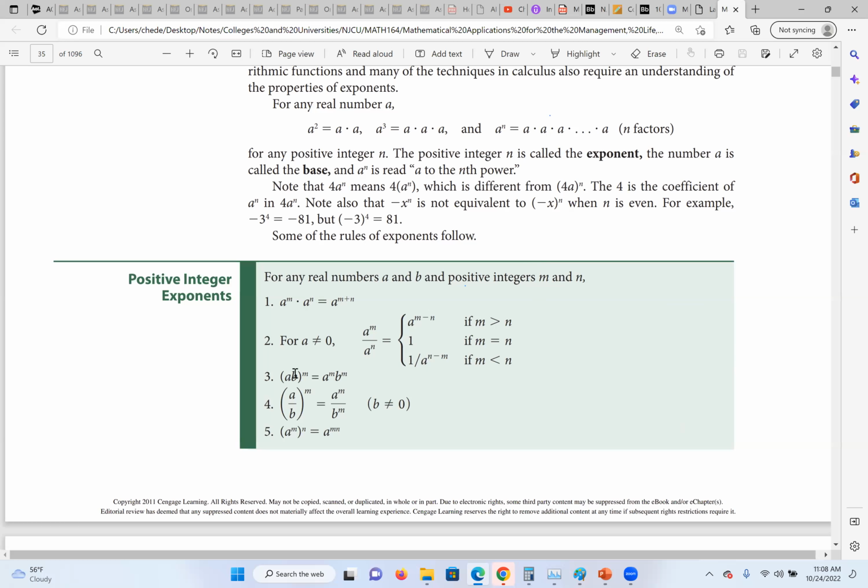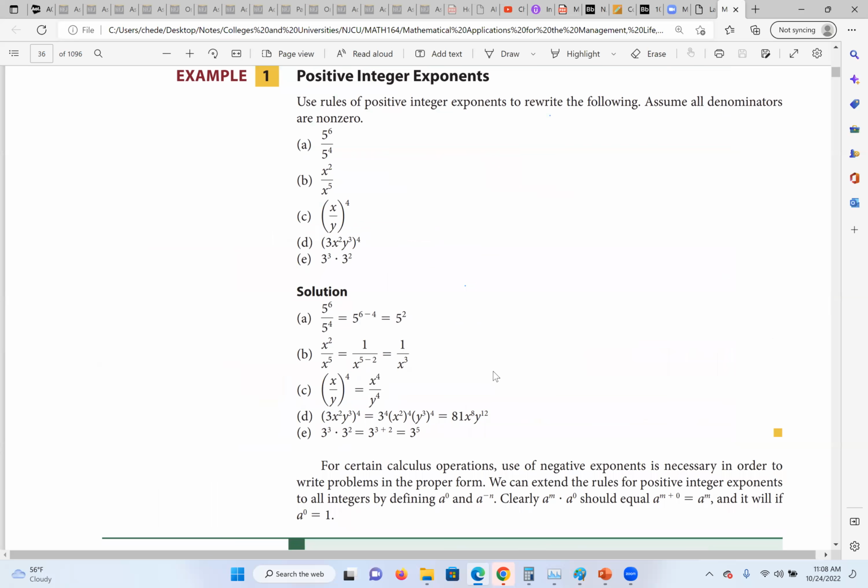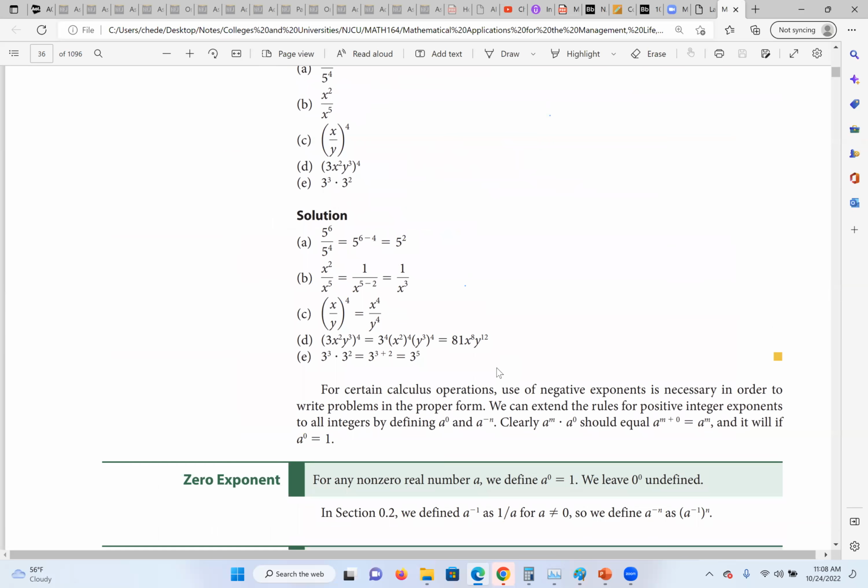Now, if you have two terms, a times b raised to the power m, it means m affects both a and b. They are all in the parentheses. Same thing applies if it's division. It means the exponent m affects both a and b also. Now, if you have an exponent raised to another exponent, then you multiply all the exponents. So I think this is the foundation for this section. So they gave us a few examples. Let's look at one example here.